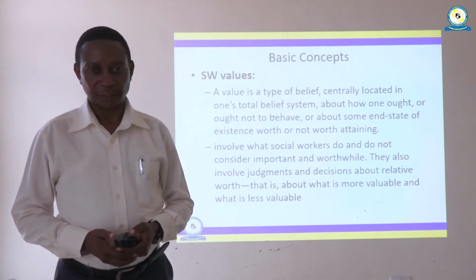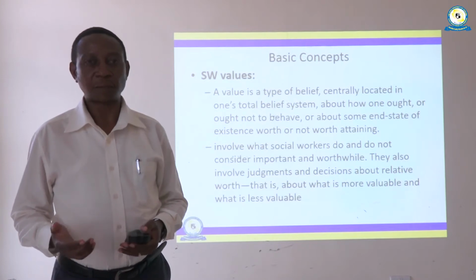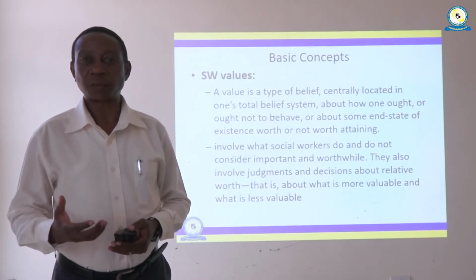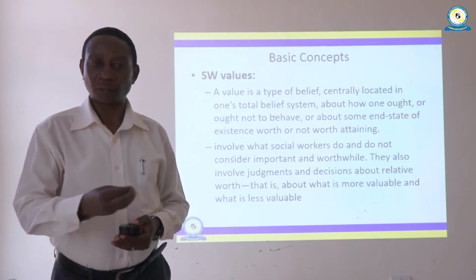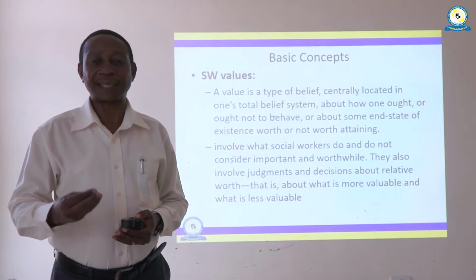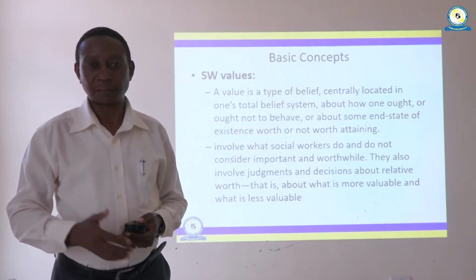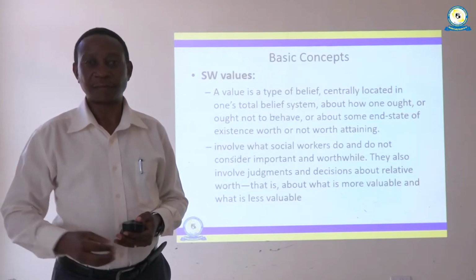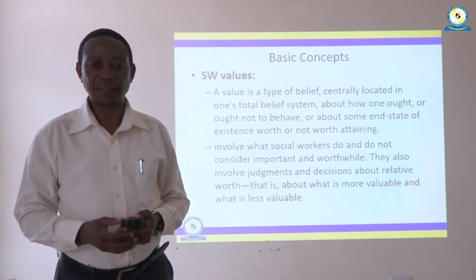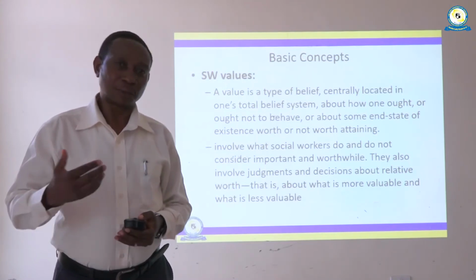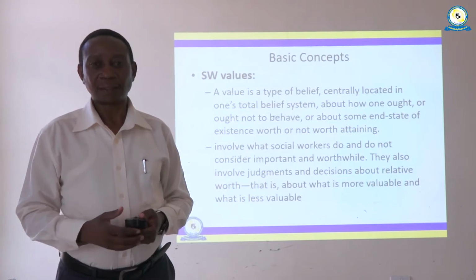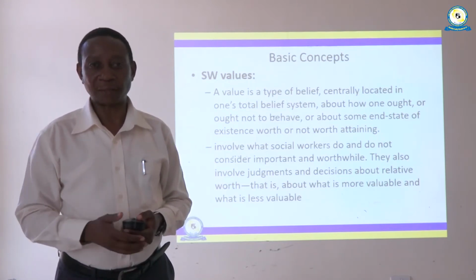Social values. What are these values? Generally, when we talk about values, we say a value is a type of belief. It is giving weight to something, something that is worthy and something that is less worthy. So, value of a person, value of a thing. And in the social work profession, it involves doing something that is worthy, doing something that is important, and the vice versa can also be true. When you do something that is not worthy, we say this is about social values.